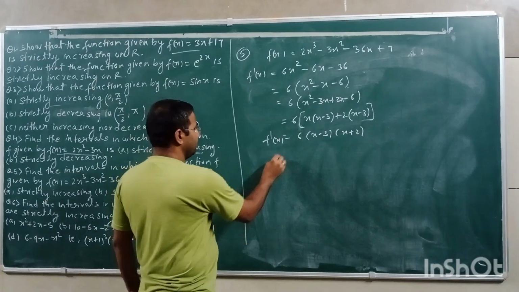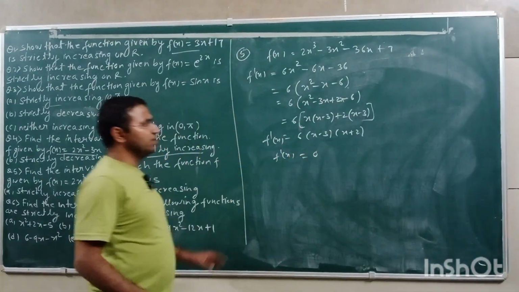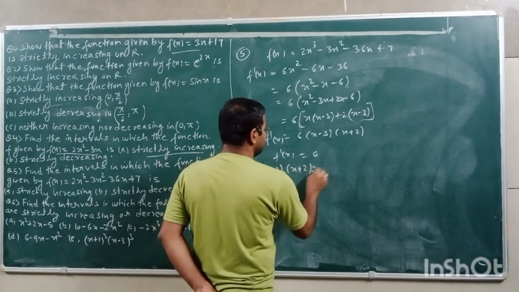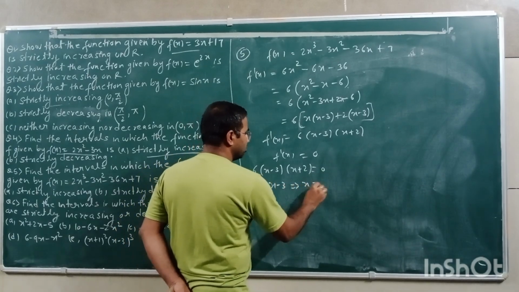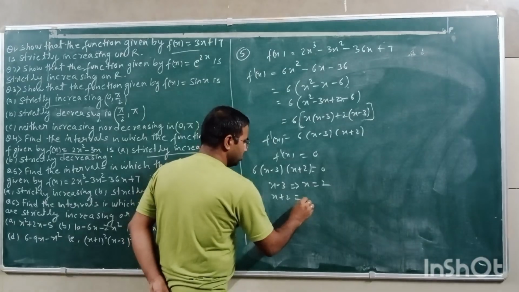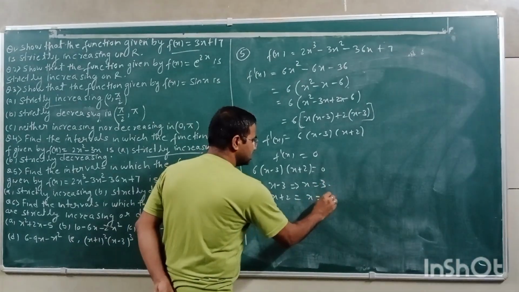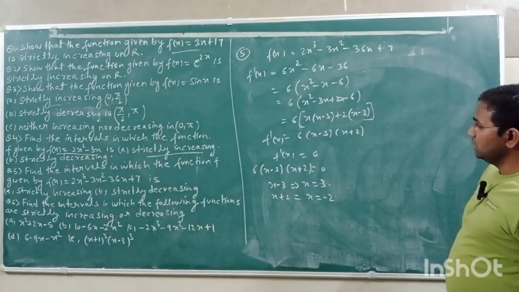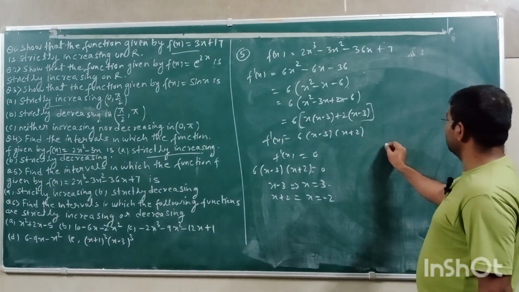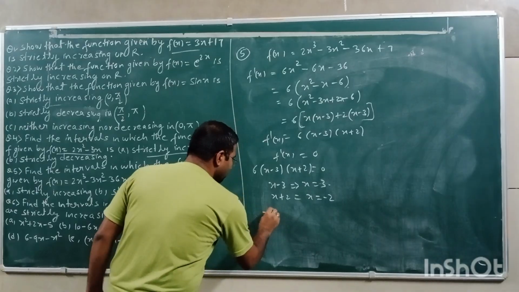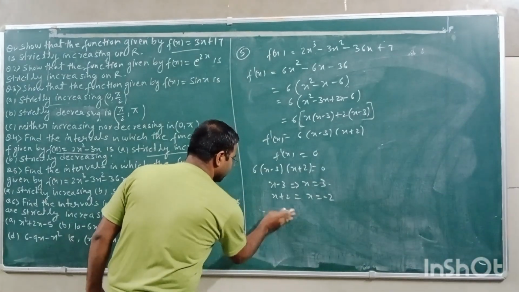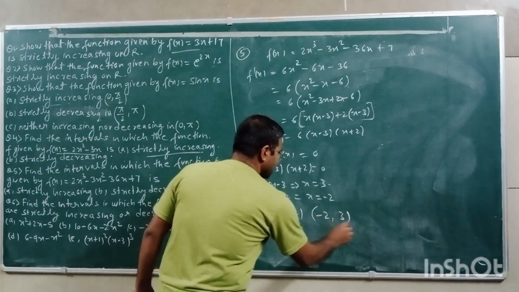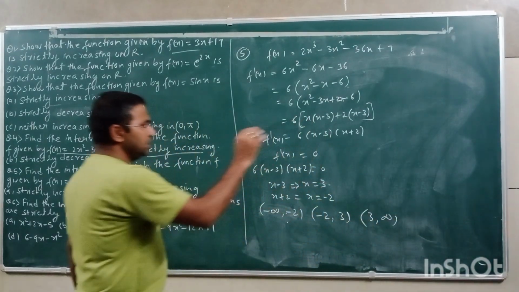Now for finding the interval, we will put f'(x) equal to 0. Then 6(x − 3)(x + 2) = 0. Then x − 3 = 0, so x = 3 will come, and x + 2 = 0, so x = −2 will come. That means two points are coming, −2 and 3, so there will be 3 intervals. First one will be −∞ to −2, then second one −2 to 3, then 3 to ∞. So here 3 intervals will be there.